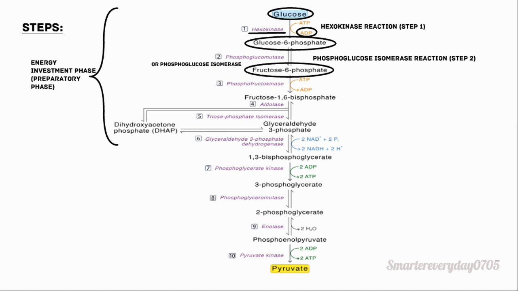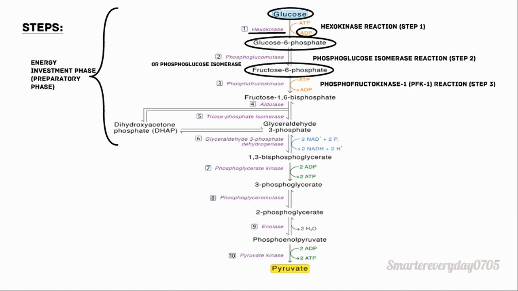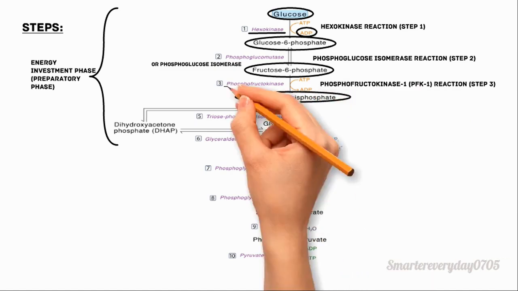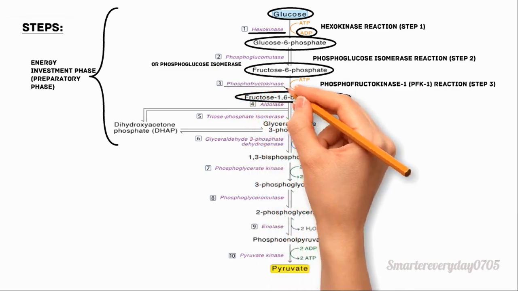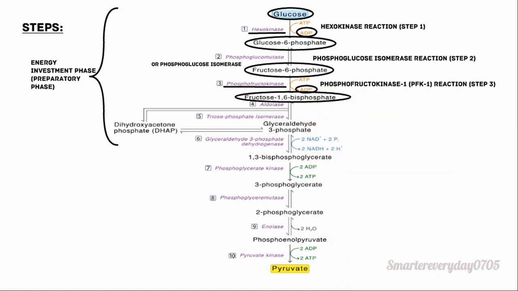Step 3. Phosphofructokinase 1 reaction. Here, fructose 6-phosphate is converted to fructose 1,6-bisphosphate. Phosphofructokinase 1 is the enzyme helping for this. Here, ATP is also converted to ADP. This is the rate-limiting and most regulated step of glycolysis. PFK1 adds a second phosphate group to fructose, making it more reactive.